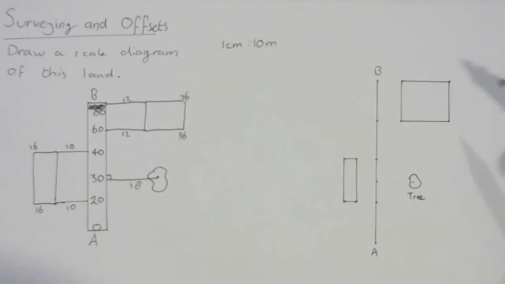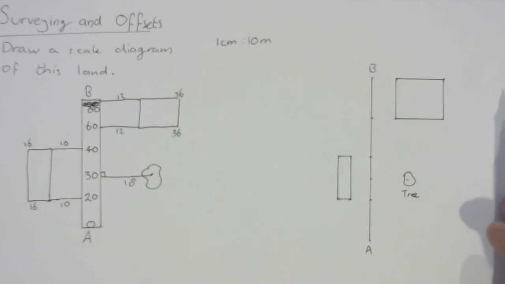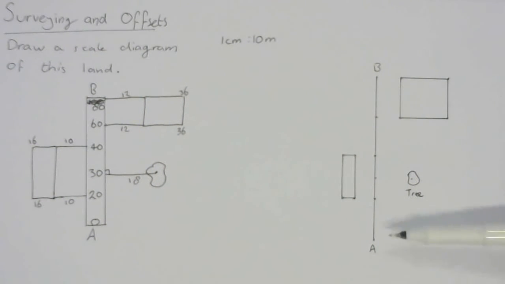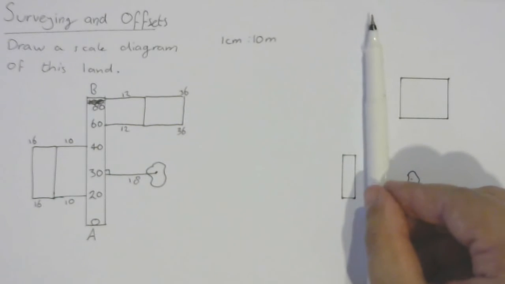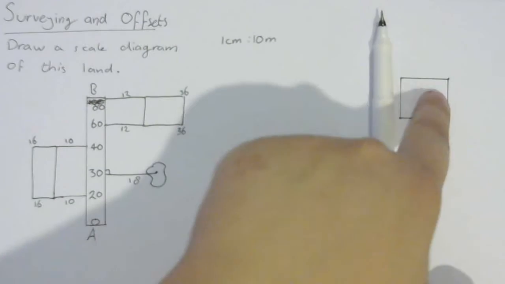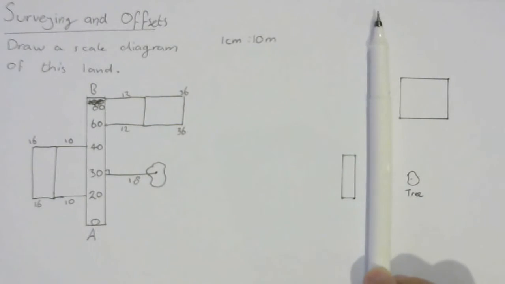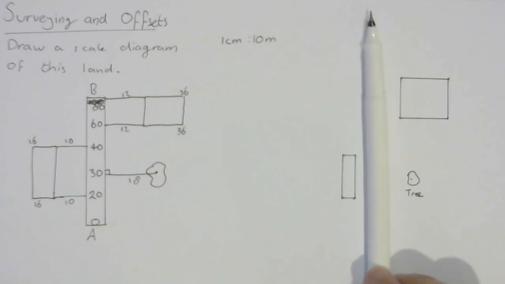All right, and looks like this might be a house and this might be a shed. And obviously in real life there probably isn't an actual line on the ground, so you would ignore that. And then the rest of the land, you can see we've got a building here, we've got a building, and then there's the tree over here. And that is how we draw a scale diagram using offsets.